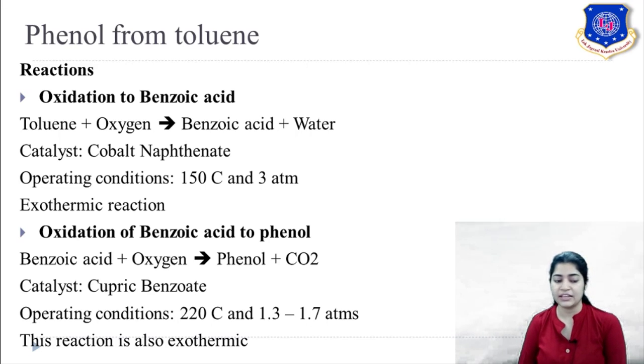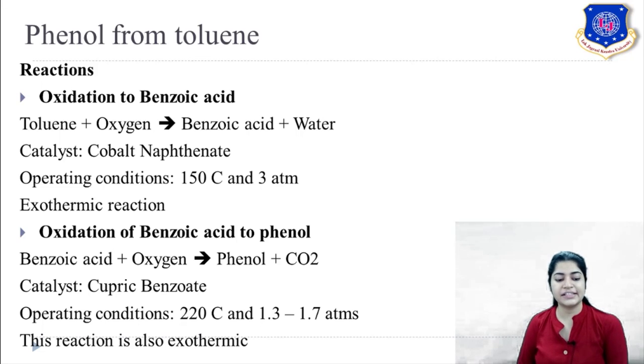Cobalt naphthenate. Operating condition is what? Your temperature is about 150 degrees Celsius and pressure is about 3 atm. The reaction is exothermic in nature. Now benzoic acid is your intermediate. The second step of this process is the oxidation of benzoic acid to give you phenol. Further oxidation is there. So you can see the reaction: benzoic acid, when reacted with oxygen, gives you phenol and carbon dioxide.